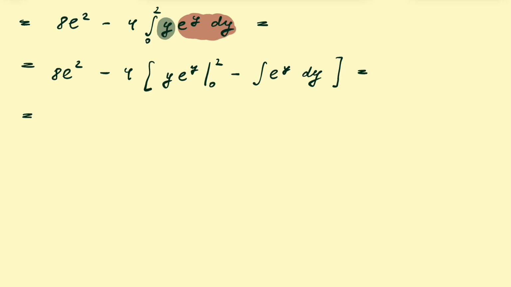Now, as for our final answer, we have 8 times e squared minus, here we have 2 times e squared and minus 0, so it's just 2 times e squared, and multiplying this by 4 gives us minus 8 times e squared. Then we have plus 4 times an integral of, well, sorry, here I forgot to write boundaries. An integral from 0 to 2.